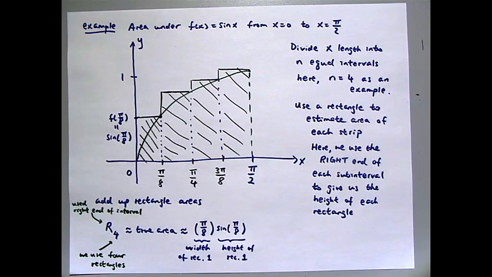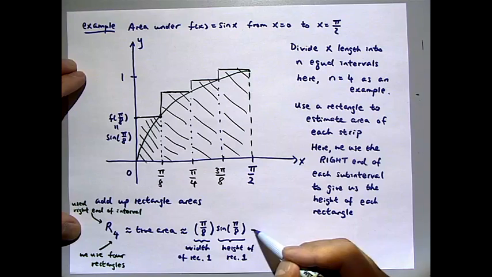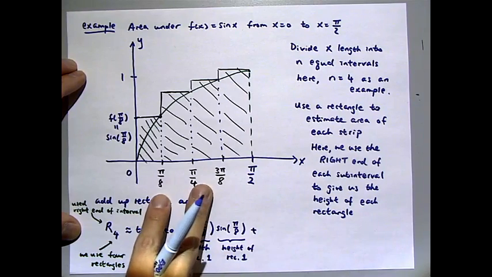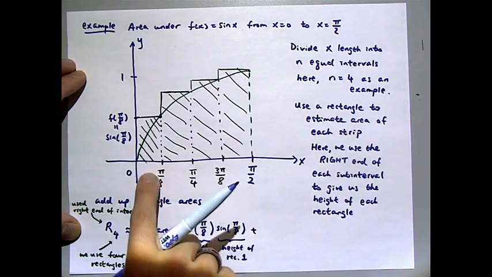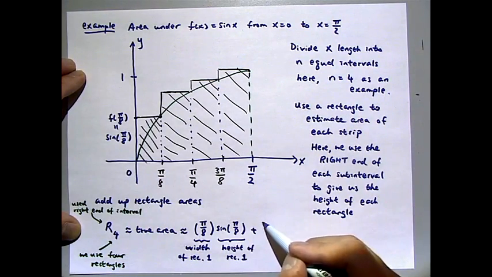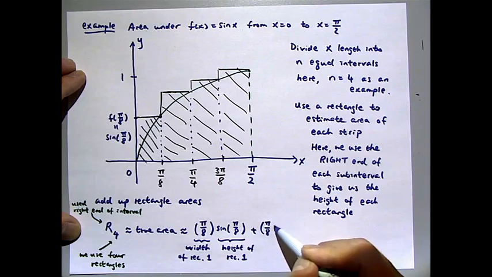Okay, does that part make sense? Just the first rectangle. If you get the first rectangle, everything else is just straightforward. Everybody clear how we got that? Yeah? Okay. Let's go to the second one. Second one has the same width. That's why we divide into equal intervals. So 1, 2, 3, 4. Still going to have a width of pi over 8.